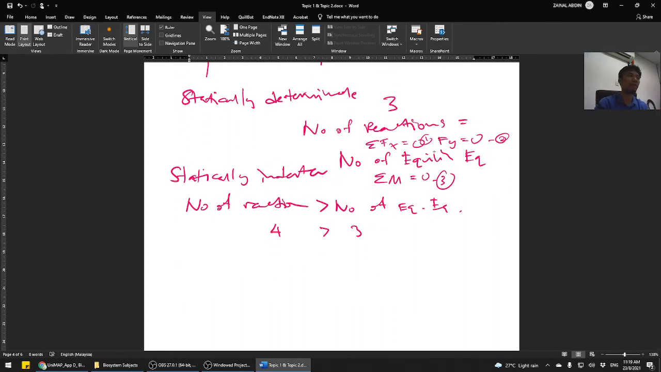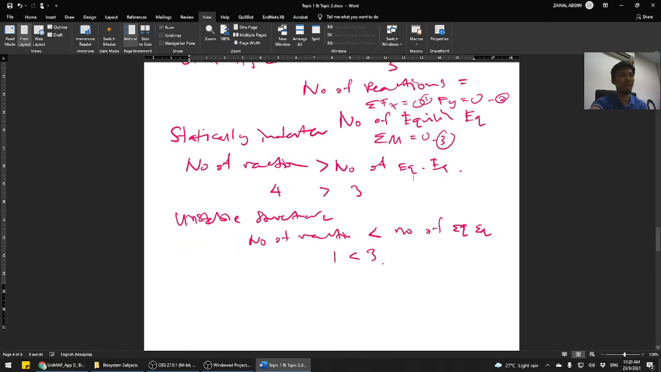What happens if the number of reactions is less? The number of reactions is less than the number of equilibrium equations. So we call it an unstable structure. If the number of reactions is less than the number of equilibrium equations. Less. Three. Sorry. One. Three. Okay. Let me simplify it for you.